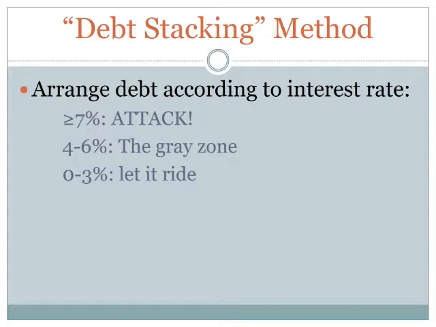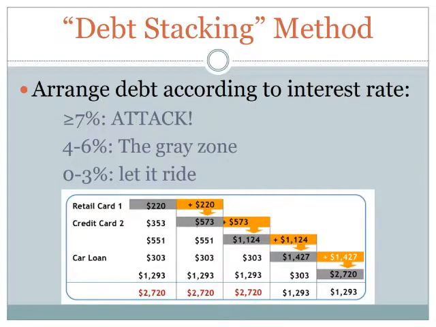So in this example, you want to pay the minimum on all of your debt, but put extra towards the debt with the highest interest rate. Similar to the debt snowball method, when you've paid off the highest interest debt, put that payment plus that little extra towards your next highest interest loan, and so on.